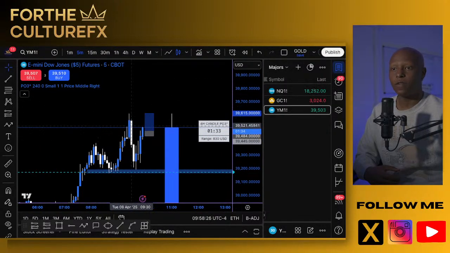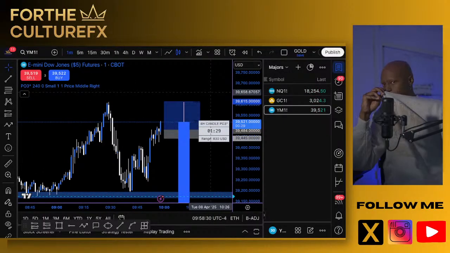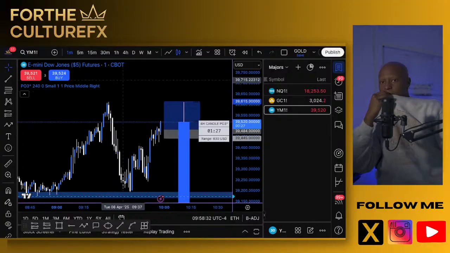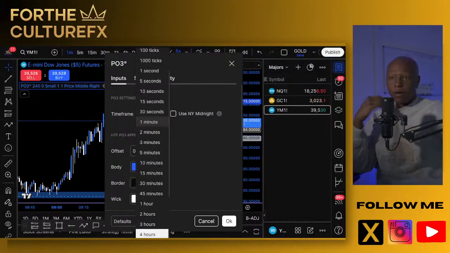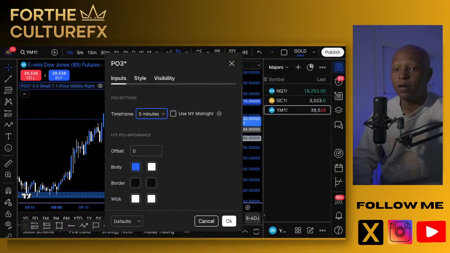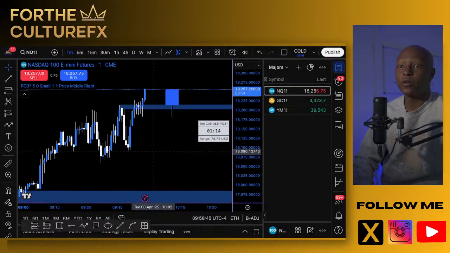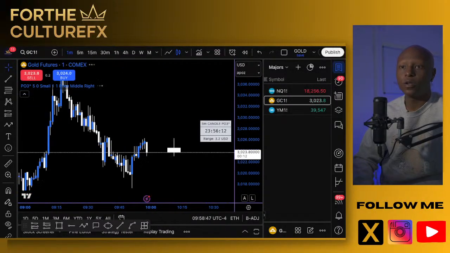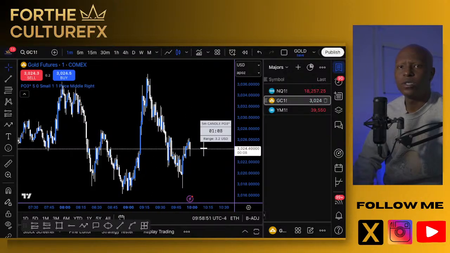Coming off of this 4-hour, if we can. The 4-hour closes in 1 minute and 26 seconds. I'm going to change this candle here from our 4-hour candle to a 5-minute candle, so I can see how the 5-minute candle is closing. 5-minute candles are extremely bullish here for both assets. Gold is kind of just doing its own thing over here.